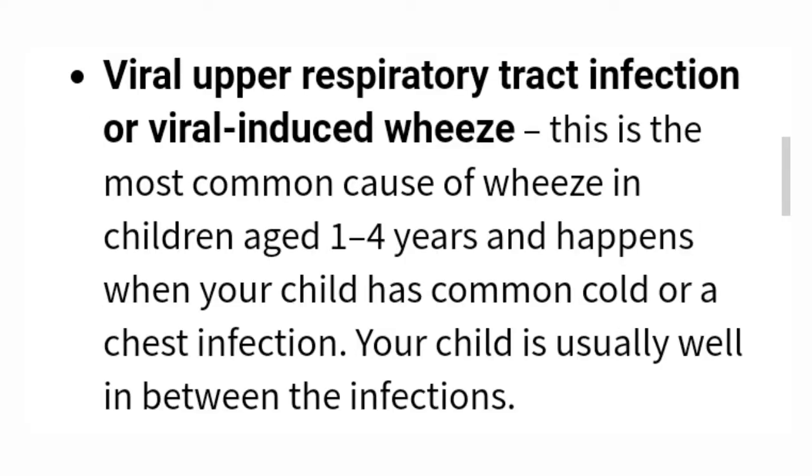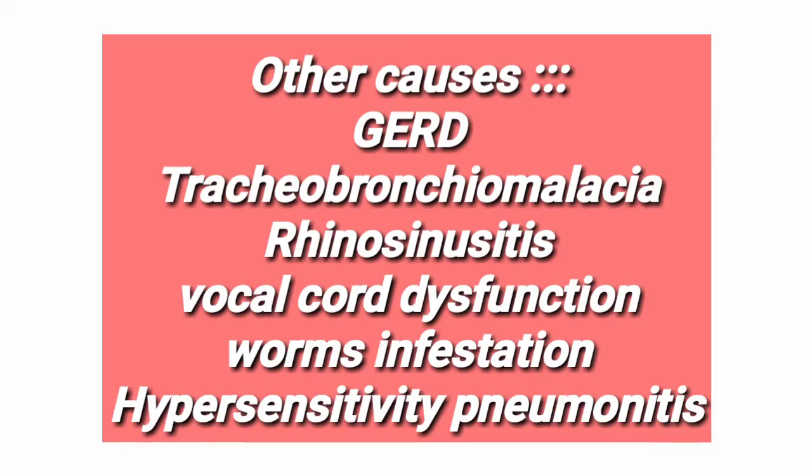Second is viral upper respiratory tract infections or viral induced wheeze. This is the most common cause of wheeze in children aged 1 to 4 years, and it happens when your child has some cold or chest infection. Your child is usually well between the infections. So in between infections, the child will be well. Whenever the child gets some infection, he will be wheezy. So this is the viral induced wheeze, and it is common in the 1 to 4 year age group.